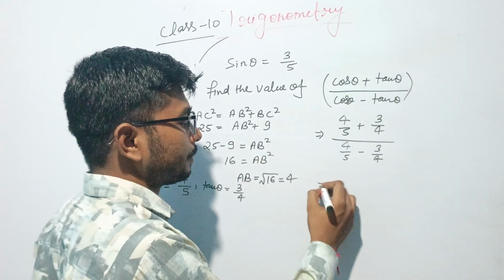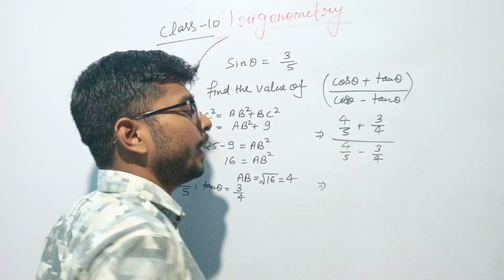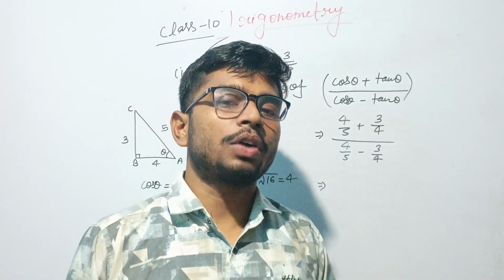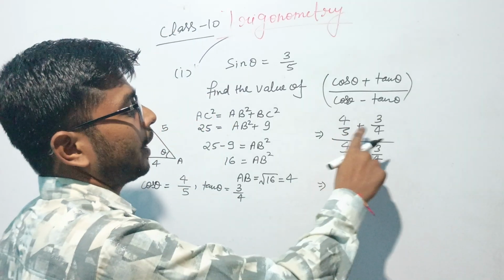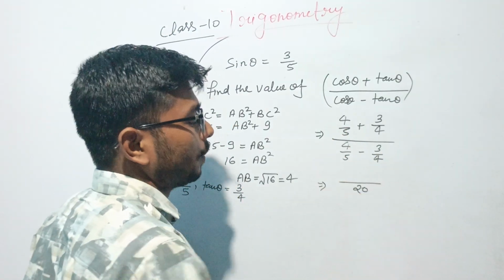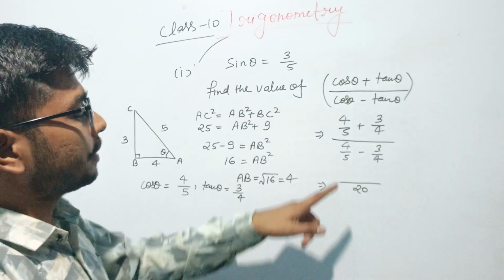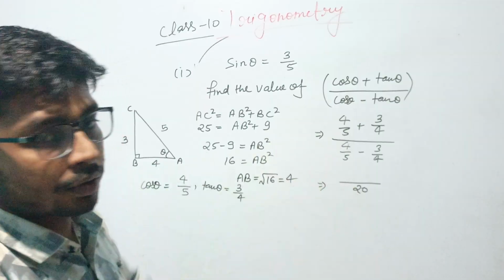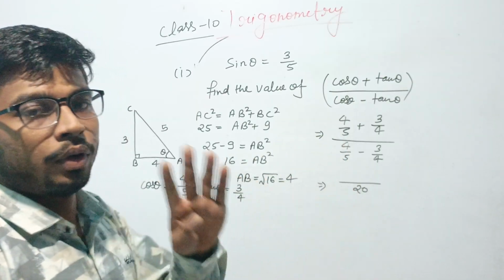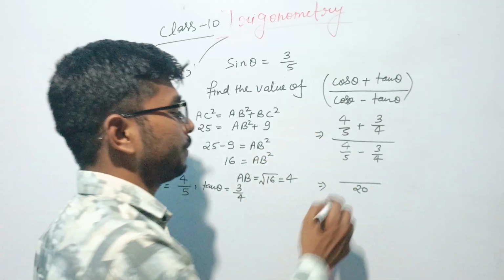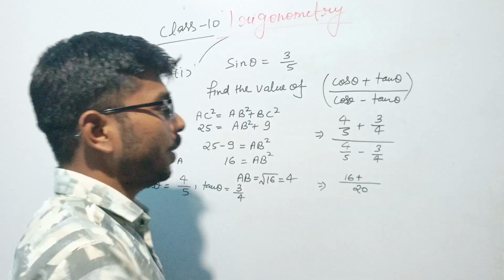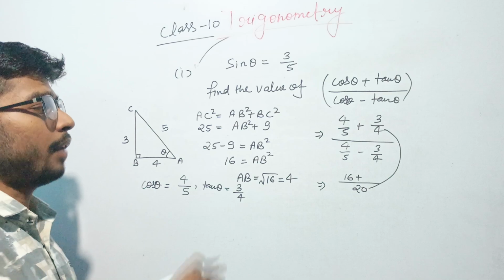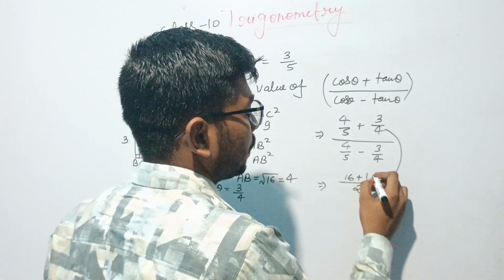Okay, let's do. 5 and 4, when denominators are different, what do we have to do? We have to take the LCM, then we can solve that fraction. So LCM of 4 and 5 will be 20. Then what is the process? First we have to divide 20 by 5. 20 by 5 we get 4, and 4 into 4 is 16, plus, then you have to divide 20 by 4. So 20 by 4 we will get 5, and 5 into 3 is 15.